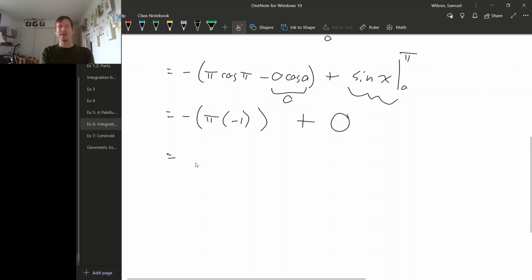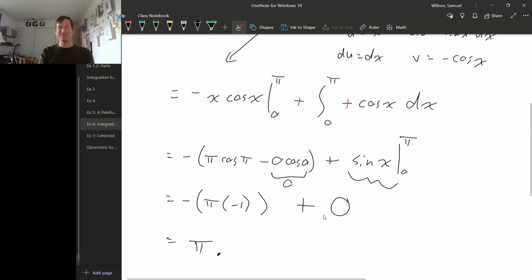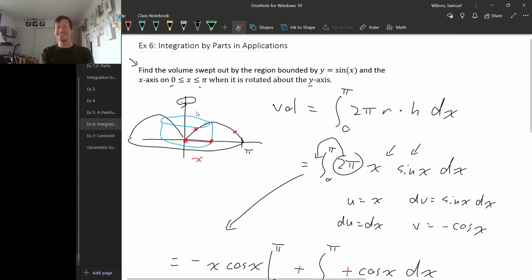And so finally we get pi. So the volume of this rotated thing is exactly pi cubic units. So a bit of a surprise. And this integral is one that we would not have been able to do before we had integration by parts available to us. Let's look at another example.